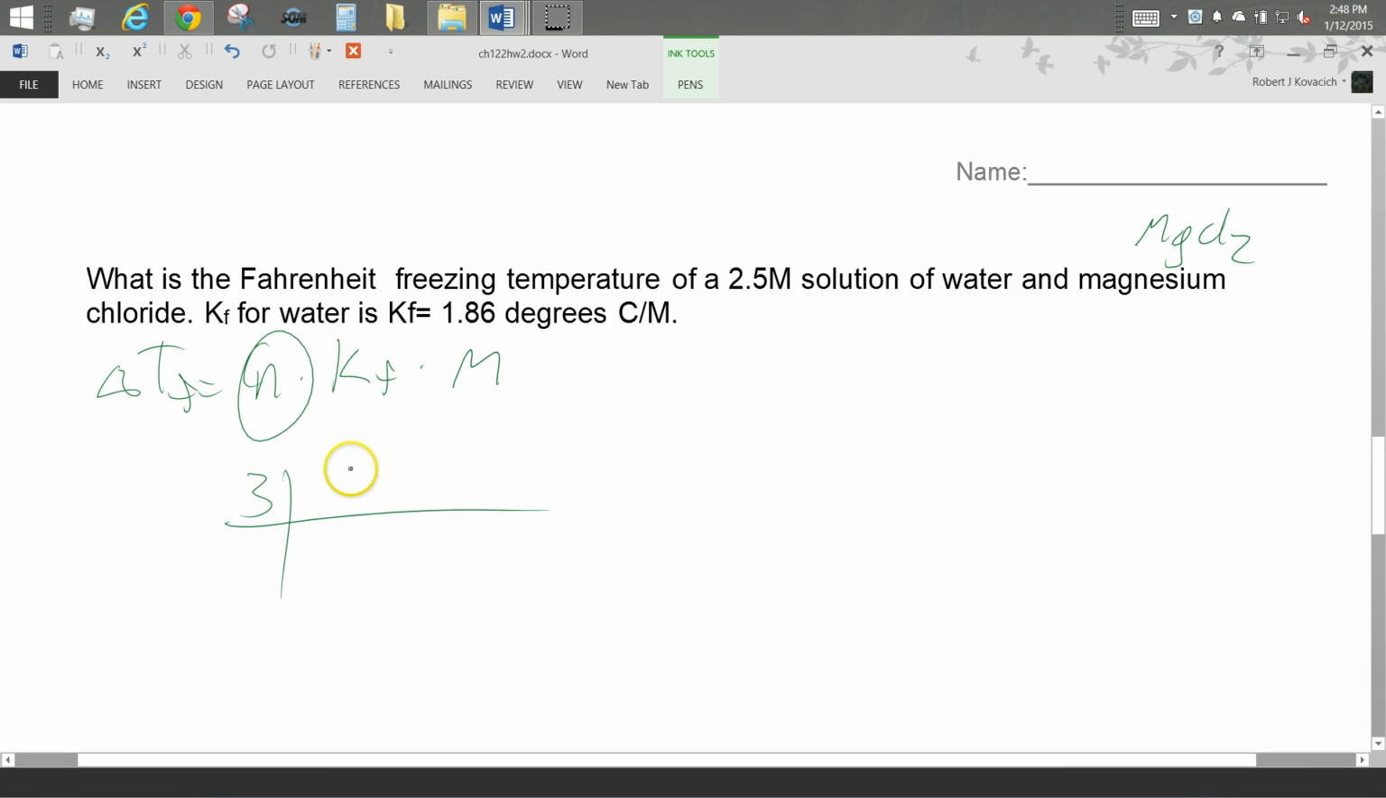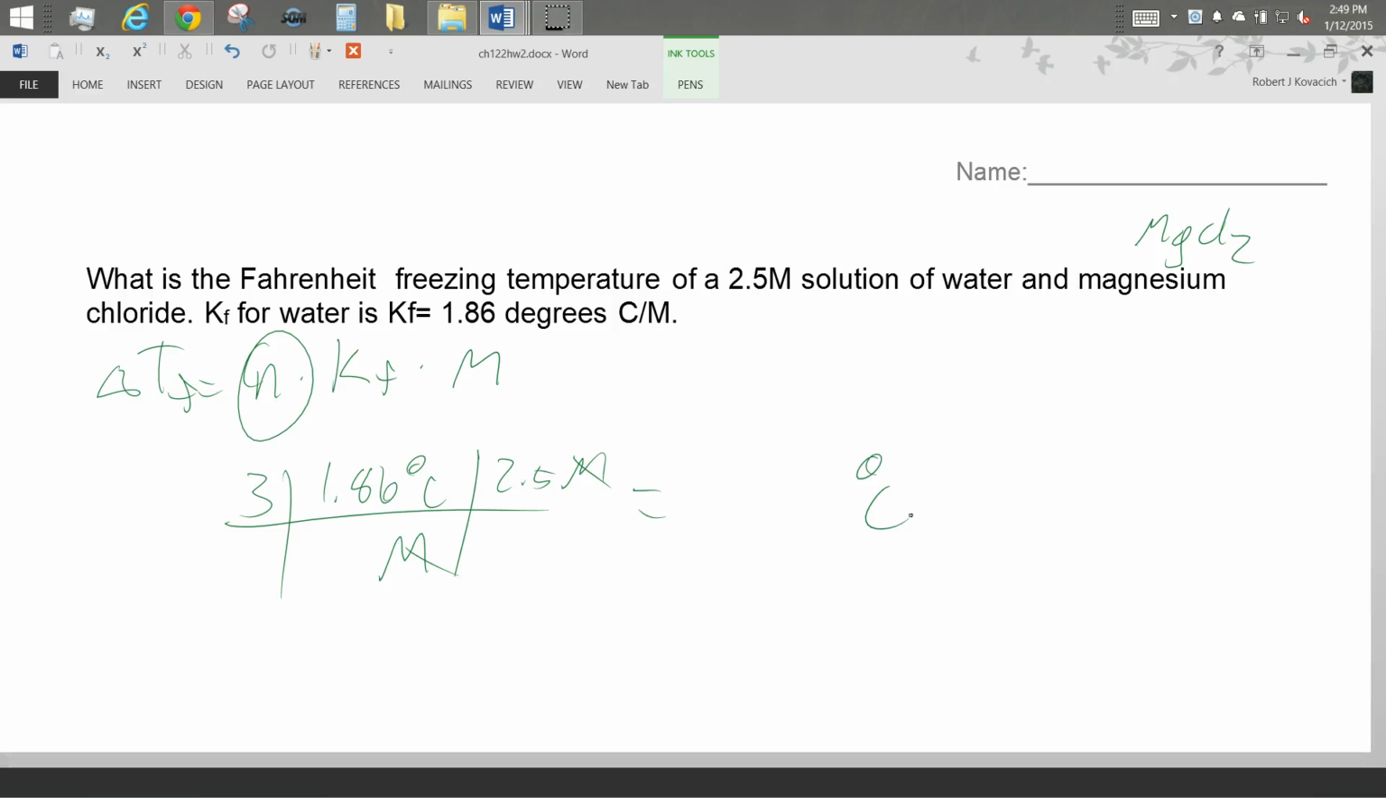And then the Kf was given at 1.86 degrees C per molar. And then we were given 2.5 molar for the concentration. So I've got units of degrees C. And so I got 7.5 times 1.86, so 13.95 degrees C. Make sure you answer the question part of this question.